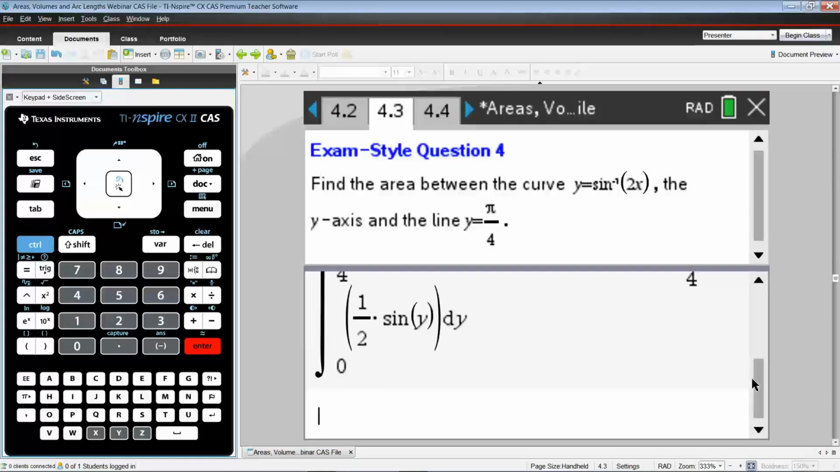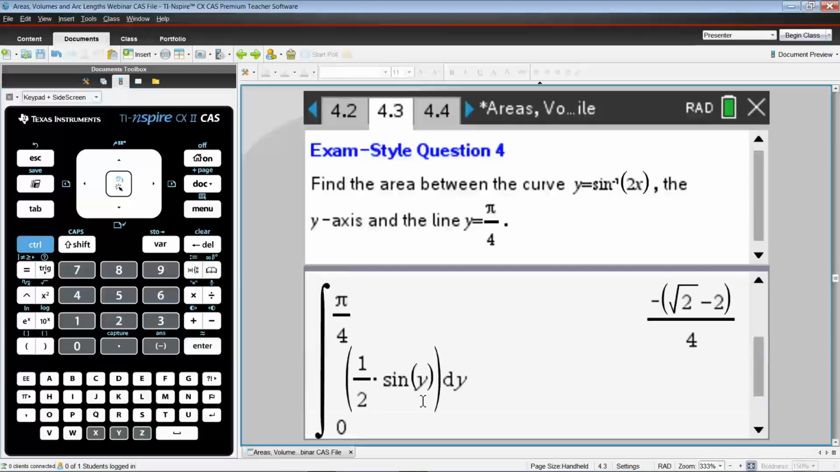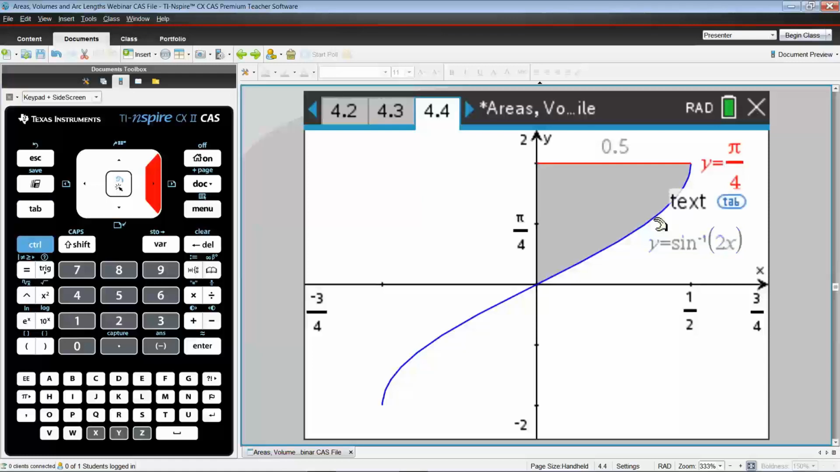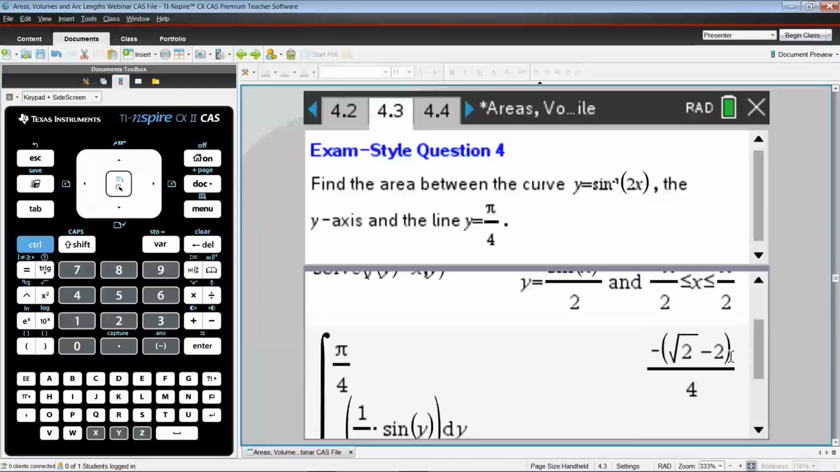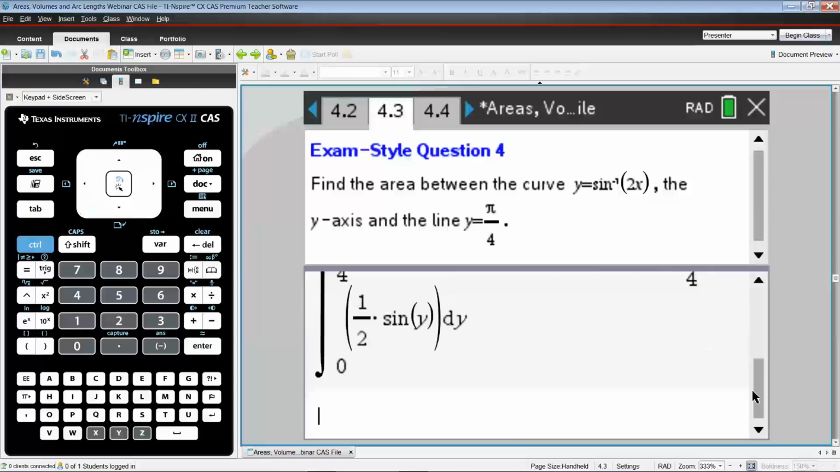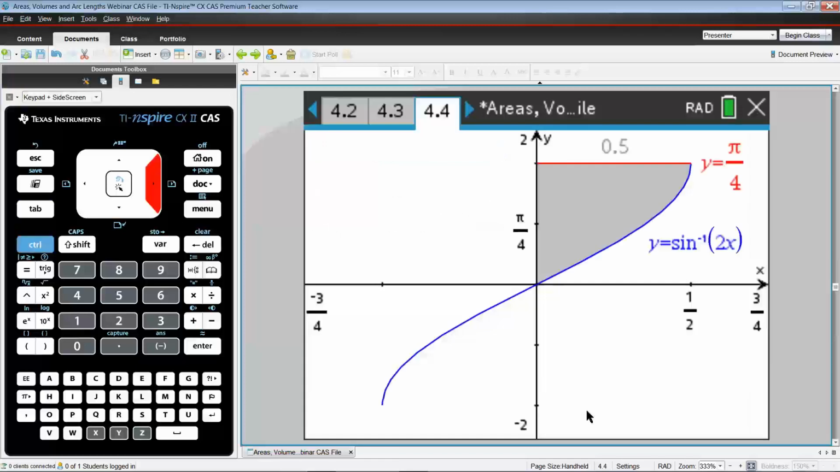There we go. Okay, so this right here is the integral that basically gives us the area of the region between y equals inverse sine 2x, the y-axis, and the line y equals pi on 4. And that's how you get the answer of (2 minus root 2) all over 4. Okay, so there we go. That is how that question gets done.